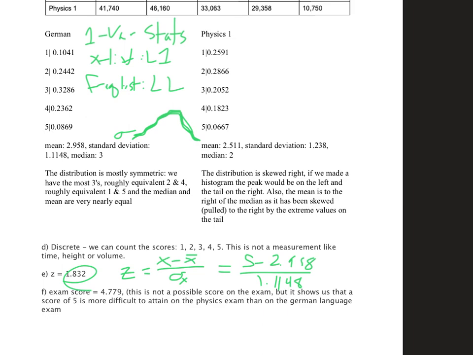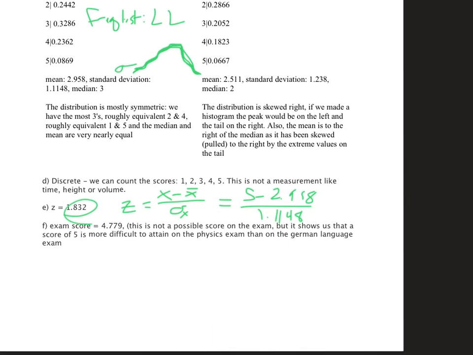And then for F, it's really the same thing. It's just a different part of the equation that we're looking for. It says in the original question, what score would produce the same z-score? And so we put that z-score of 1.832 equal to our z-score formula: x minus 2.511, the physics mean, over 1.238, the physics standard deviation. And you solve for x and you'd get that value there.